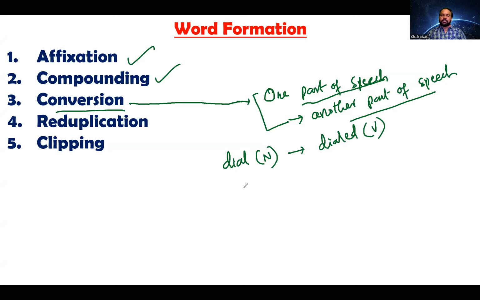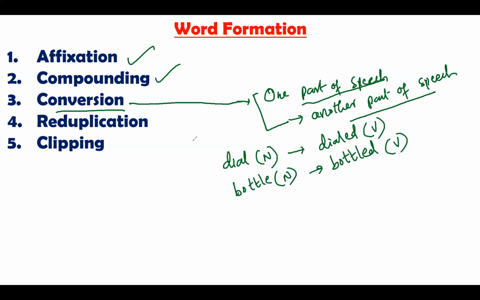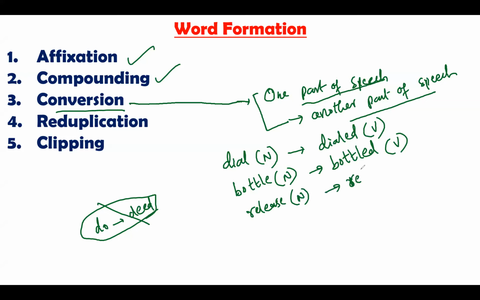We call it conversion. Let me give you one more example. Bottle is a noun, and we say bottling or bottled. This has become a verb. But don't confuse this with do, did. This is not a conversion. Let's look at one more example. Release is actually a noun, but this can also be used as a verb.